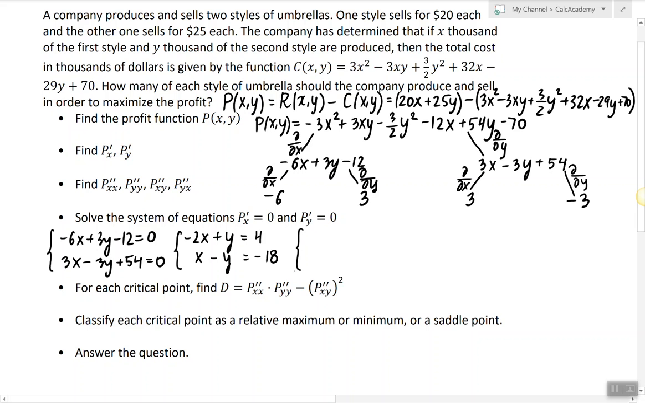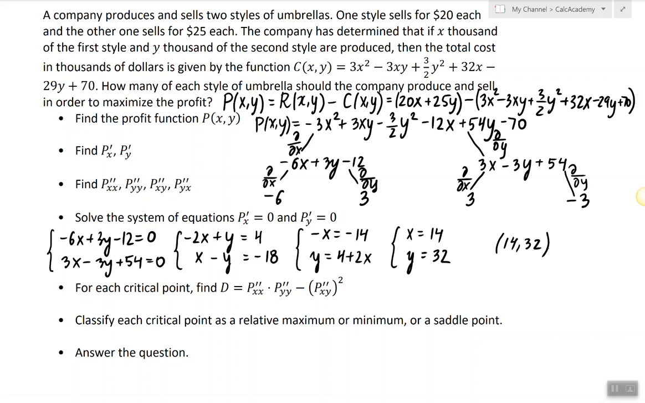So solving this system of equations by elimination gives us the following solutions. So y will be equal to 4 plus 2x. When we solve for x, we also find y. And therefore we have one critical point, 14 and 32, and to classify this point as a relative min, max, or saddle point, we have to compute the D value.